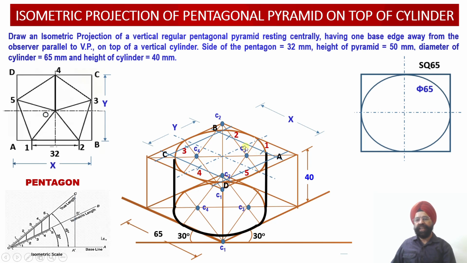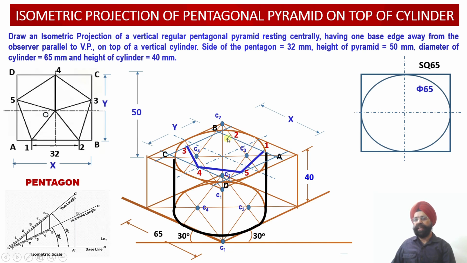Now we can see that all the 5 points 1, 2, 3, 4, 5 corresponding to the base of the pentagonal pyramid have been identified and located. Now we have to join the edges which are visible to the observer. Edge 3, 4 is facing the observer, so this is visible. Edge 4, 5 is again visible to the observer and it should be drawn dark. Similarly, the edge 1, 5 is towards the observer, so this is visible to the observer.